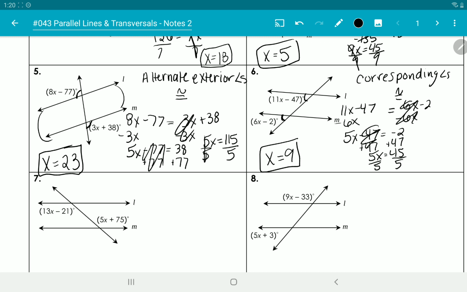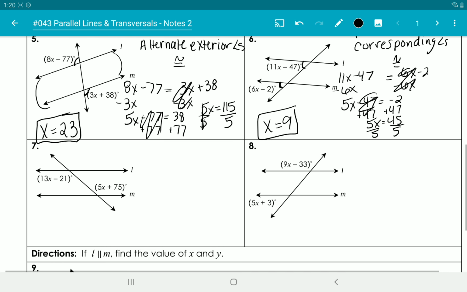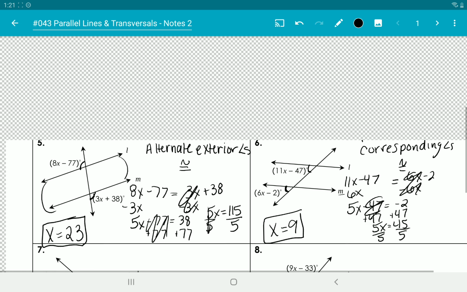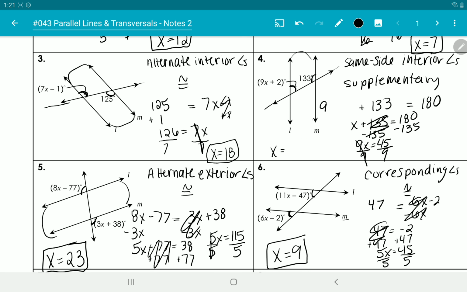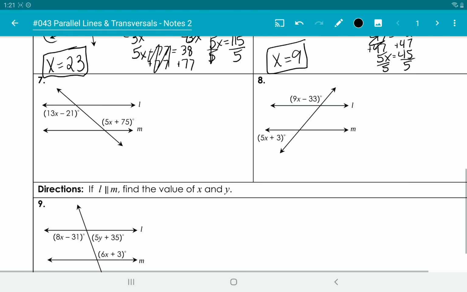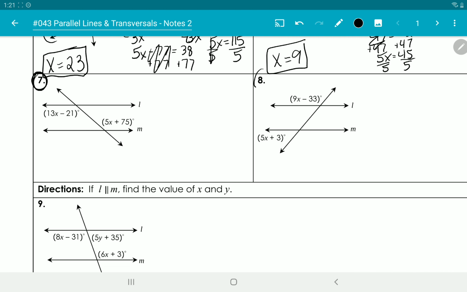Okay, so we determined the angle relationship. We determined whether they were congruent or supplementary. Okay, so if you look at the top, this is for if they're supplementary. So if they're supplementary, you're going to just fill in these blanks with the two angles. And then if they're congruent, you're going to use this one and fill them in. I'm going to go and use the congruent symbol to make sure you know. Okay. I would like for you to try 7 and 8 on your own.